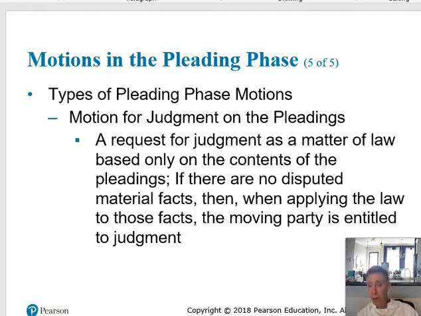Motion for judgment on the pleadings. This is a defense's answer, and they say, hey, even if everything they say in their pleadings is correct, there's no judgment here. Or it could be that there are no disputed material facts, and just apply the law, and you'll see that the plaintiff is entitled to judgment.